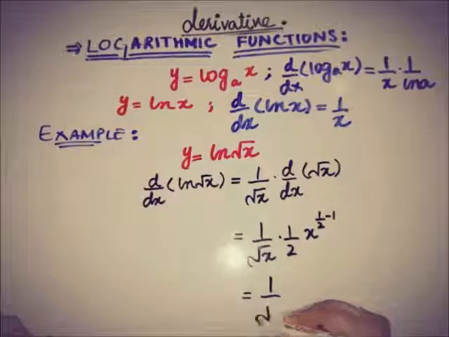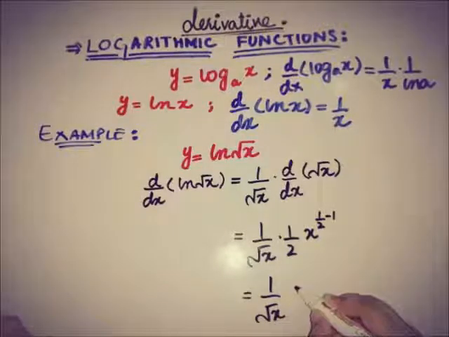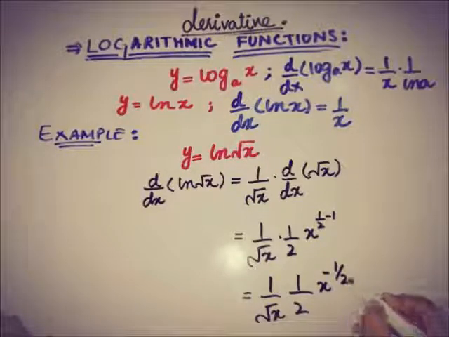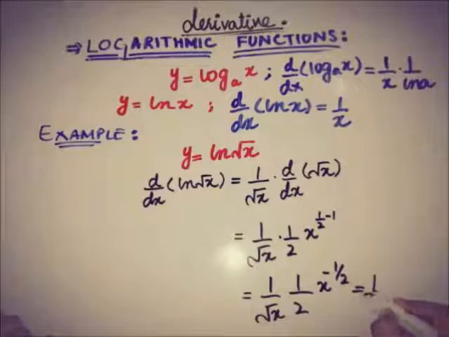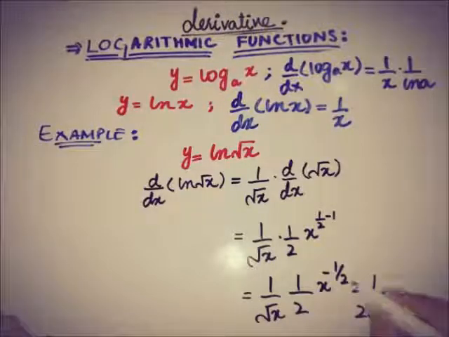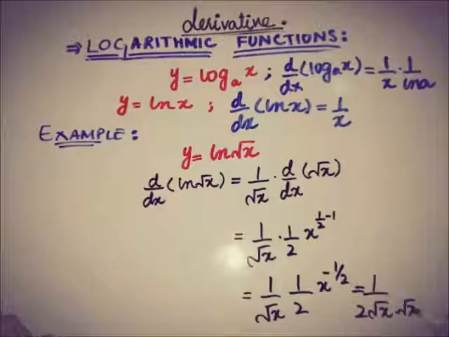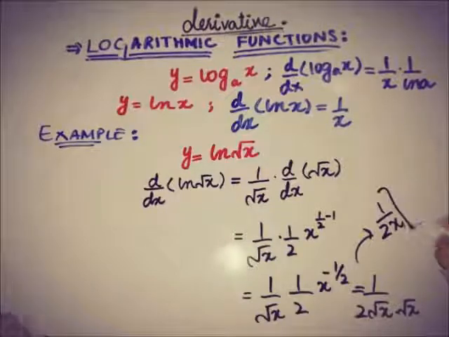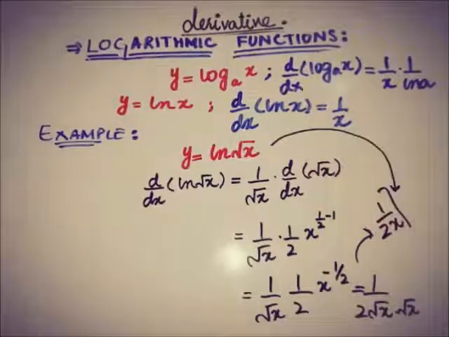So 1 by 2 x to the power minus 1 by 2. We can also write it as 1 by 2 square root of x, and multiplied by 1 by square root of x, and eventually this will be 1 by 2x, and this is the rate of change of this function.